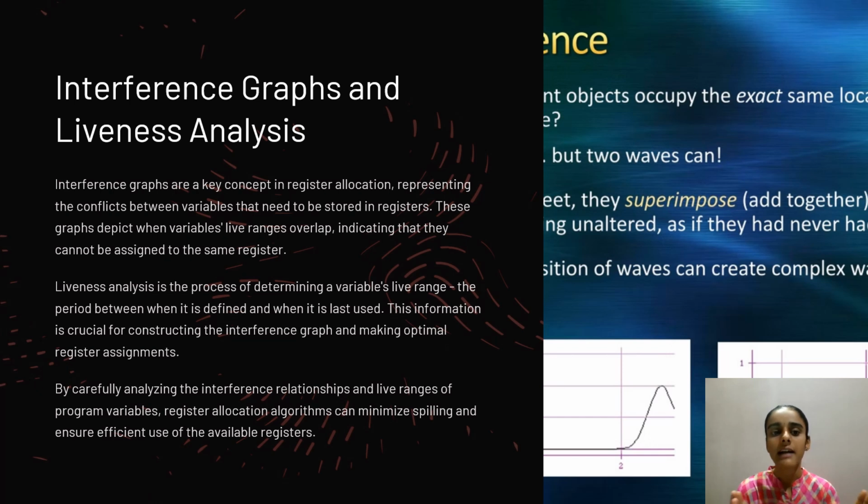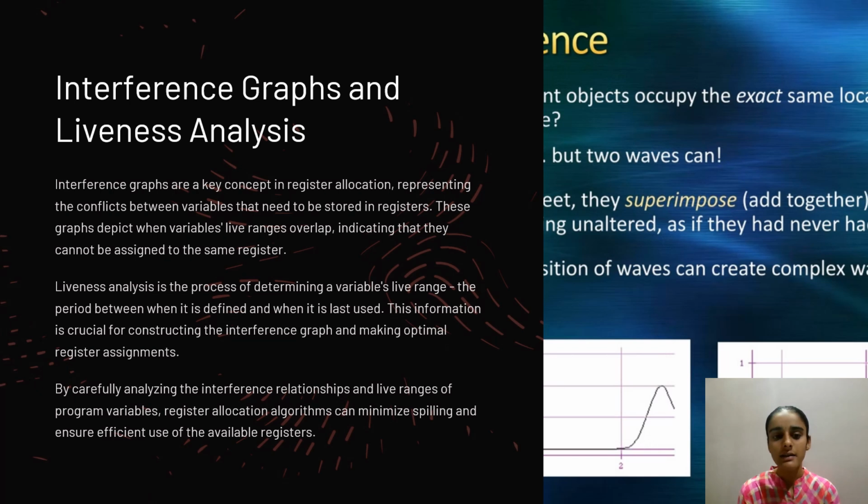Interference graphs and liveness analysis. Interference graphs are a key concept in register allocation, representing conflicts between variables that need to be stored in registers. These edges are drawn when variables' live ranges overlap, indicating they cannot be assigned to the same register.